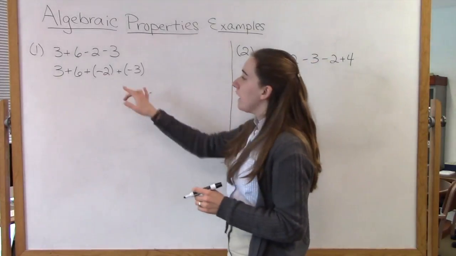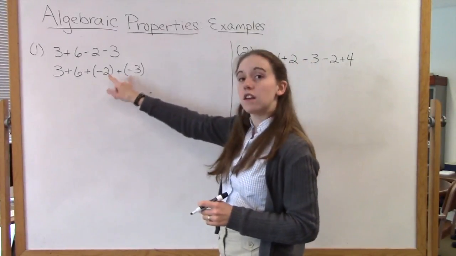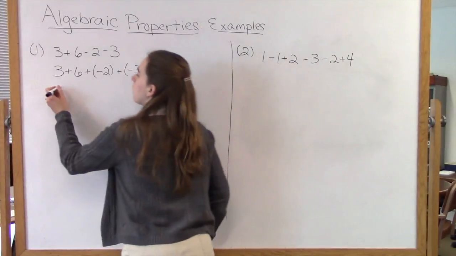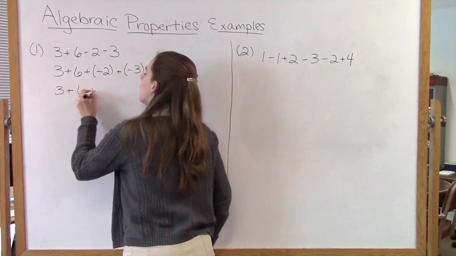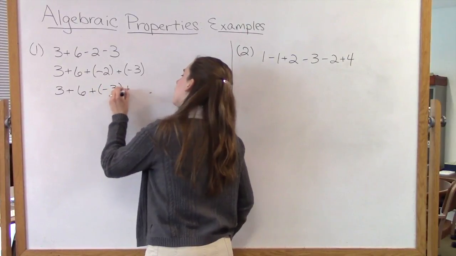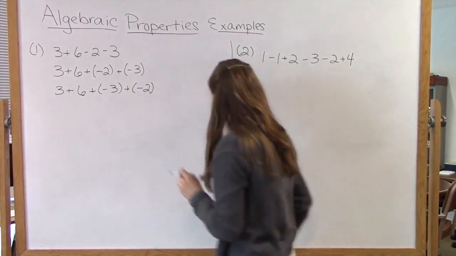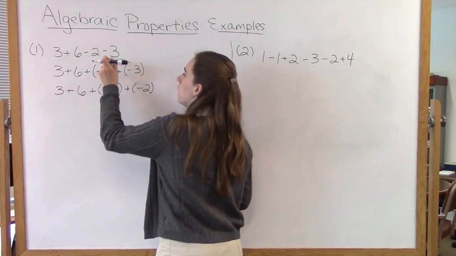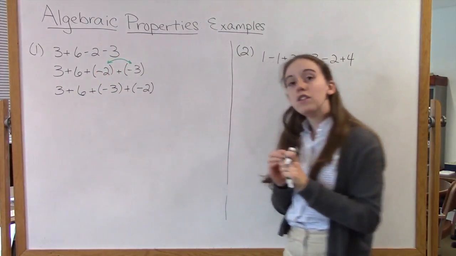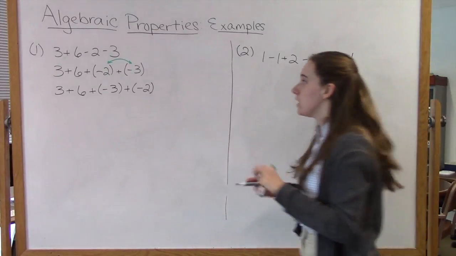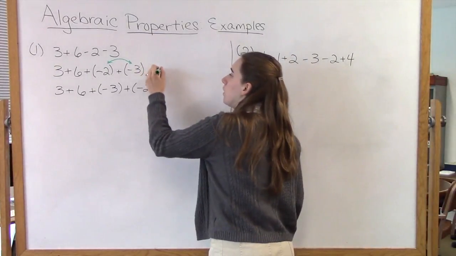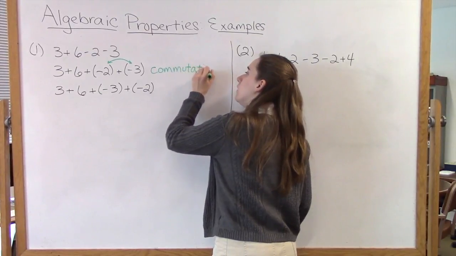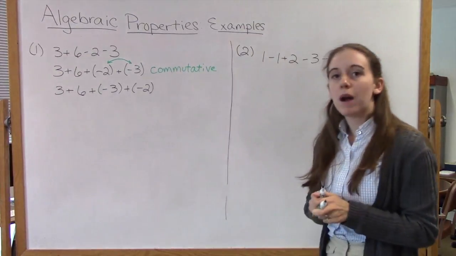So I can, for instance, switch my negative 3 and my negative 2, right? So I have 3 plus 6 plus negative 3 plus negative 2. So I've switched these two numbers here. And I can do that because of the commutative property. Addition is commutative. So I know that this is okay. So that's the commutative property.